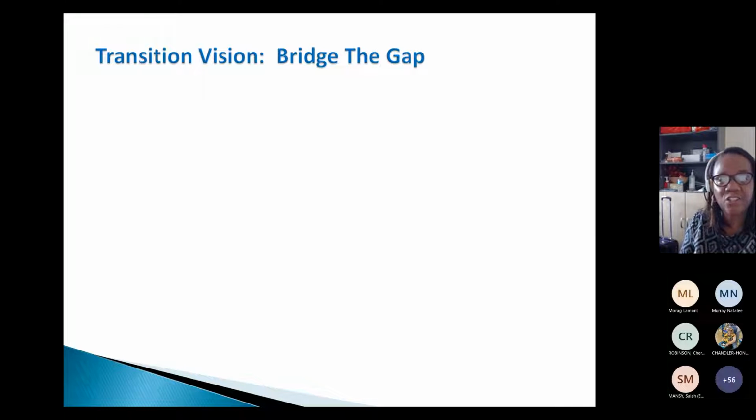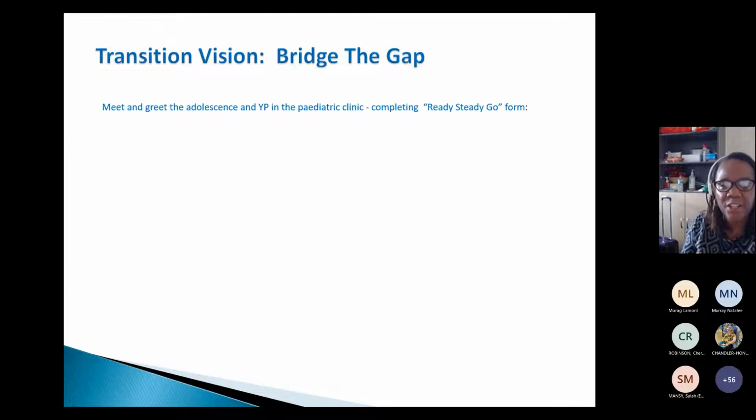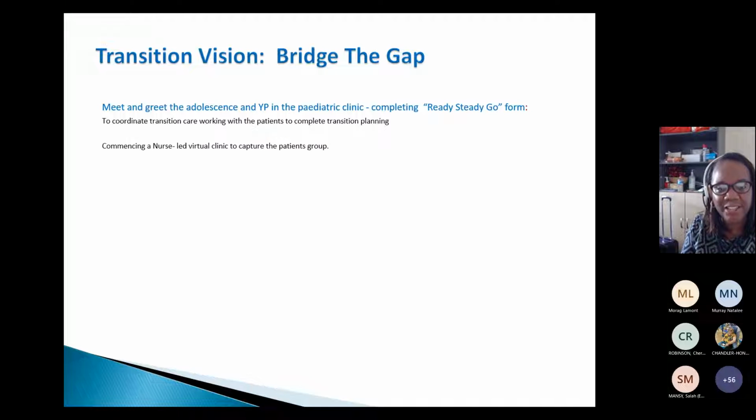Right, so now looking at the transition vision, bridging the gap. Bridging the gap obviously is about preparing a young person to go from pediatric to the adult side. So by doing that, it's about doing assessment. I think Sabah talked about the Ready, Steady, Go form. And again, it's about looking at the assessment for the young person, whether they're ready, and if they're not ready, how can we support them, and how can we make that transition quite smooth for them.